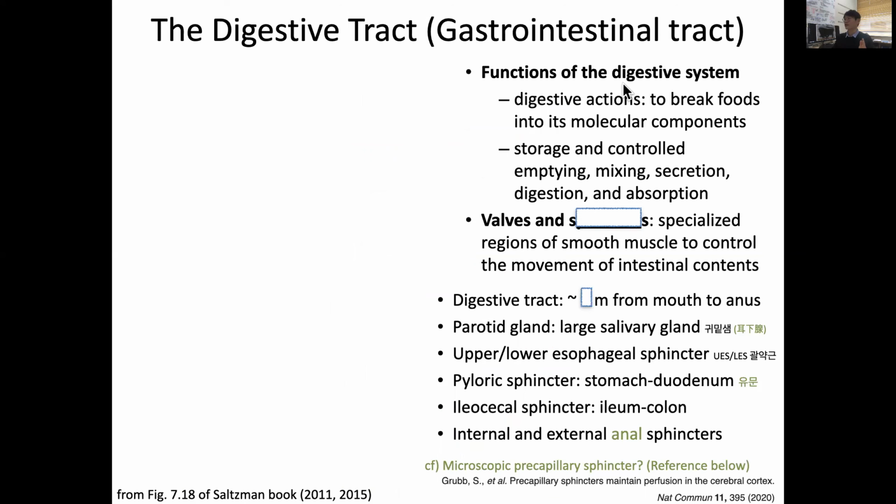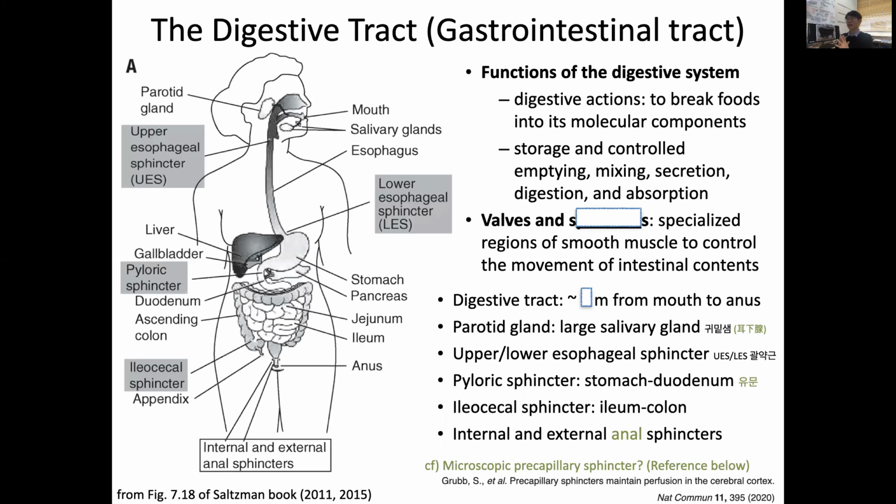What is the function of this digestive system? First, for solid food, we need to break down the food into its molecular components. That is the first digestive action. The other functions of this digestive system are storage, storing the food and controlled emptying, mixing, and secretion, such as enzymes, and digestion and absorption into our body.